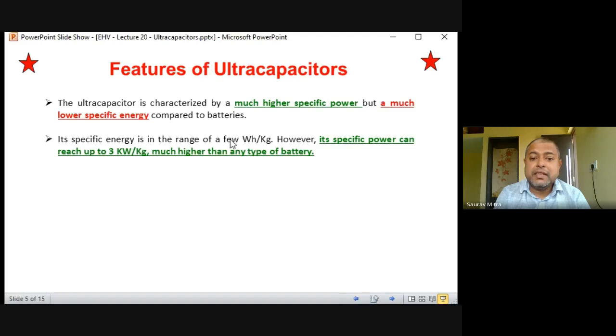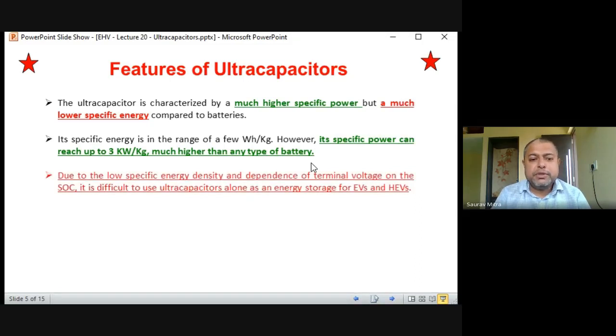Whereas its specific energy is less. Watt hour is the unit of energy per kg, and watt is the unit of power per kg. These are the small details you should remember. Specific power can go up to 3 kilowatt per kg, much higher than any type of battery. Due to the low specific energy density and dependence of terminal voltage on the SOC, so SOC and terminal voltage are heavily related in the case of ultracapacitor, we will see the graph. It is difficult to use ultracapacitor alone as an energy storage for EV and HEV.